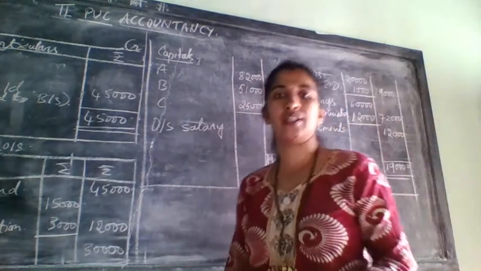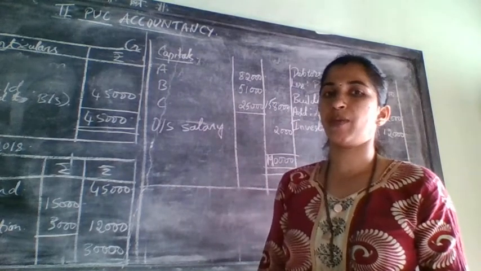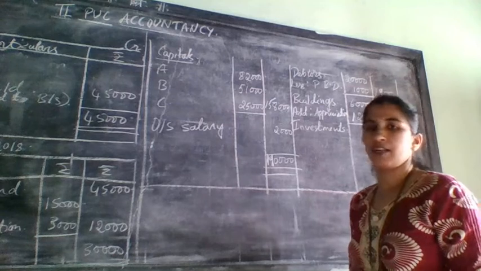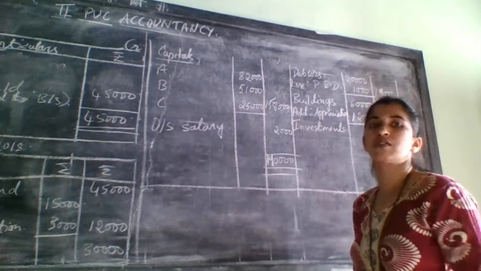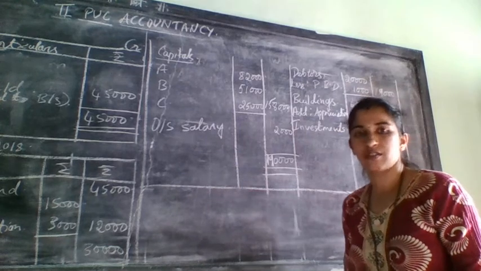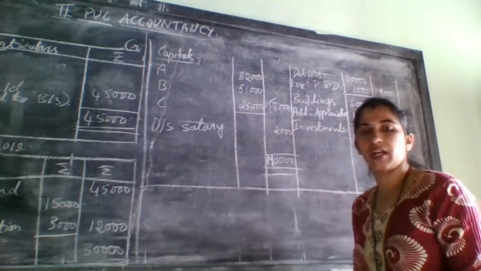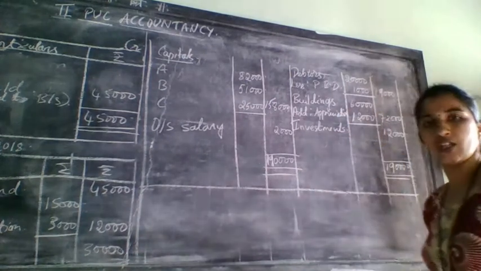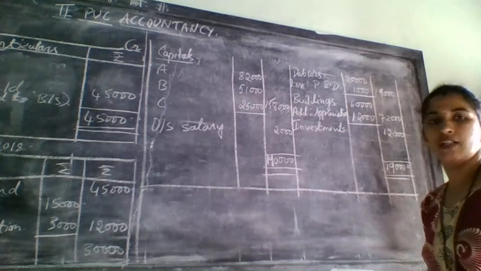So this is the second method of goodwill treatment, brought in by the new partner and retained in the business. And here we have opened all the accounts. First we started with the revaluation account. Next we opened the goodwill account. Third, partners' capital account. Fourth, cash account. And finally the new balance sheet.